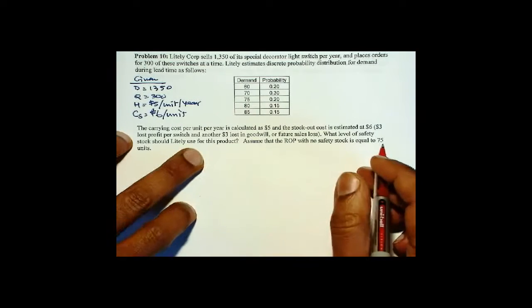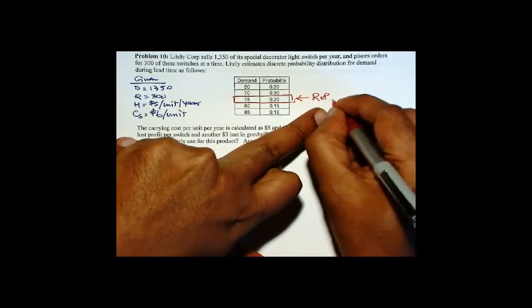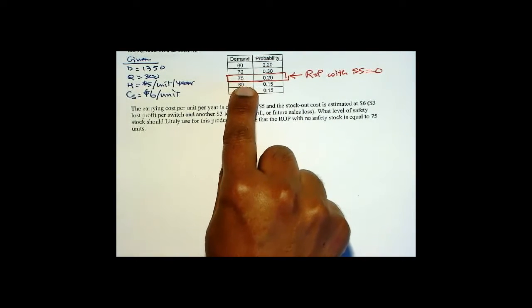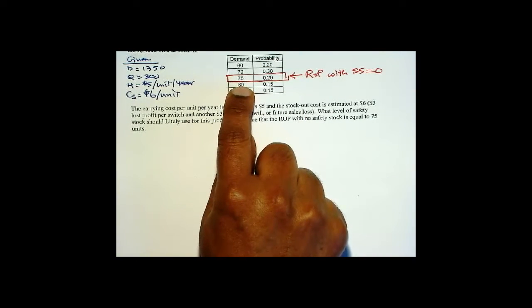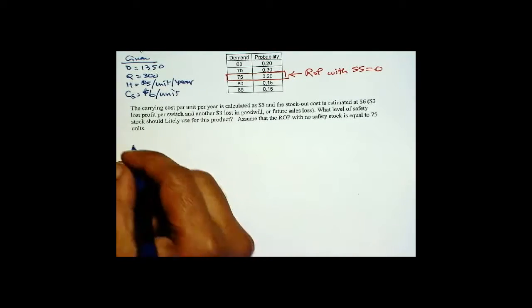And we are given in the problem that the ROP with no safety stock equals 75. So this is our ROP with safety stock equal to 0. Now we have to calculate the annual cost for each of the different ROP candidates. What if we set the ROP to 80? What if we set the ROP to 85 instead of that 75? First, let's look at how to compute the cost.